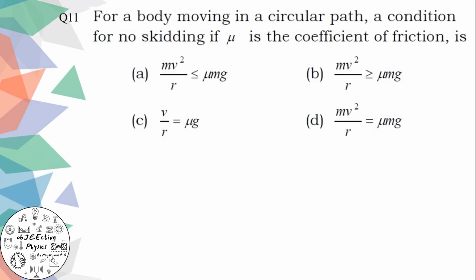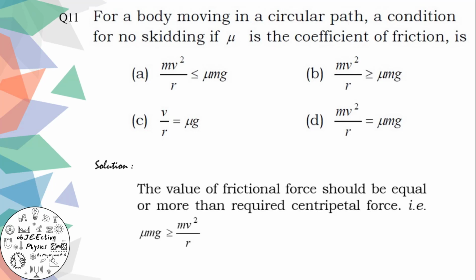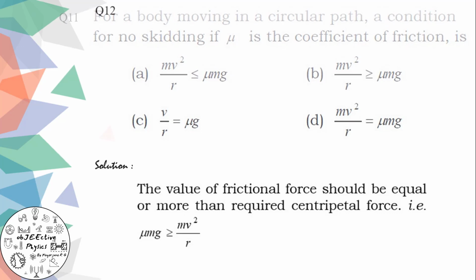Question number 11. For a body moving in a circular path, the condition for no skidding, if mu is the coefficient of friction, is: Solution. The value of frictional force should be equal to or more than the required centripetal force, that is, mu mg is greater than or equal to mv square by r.